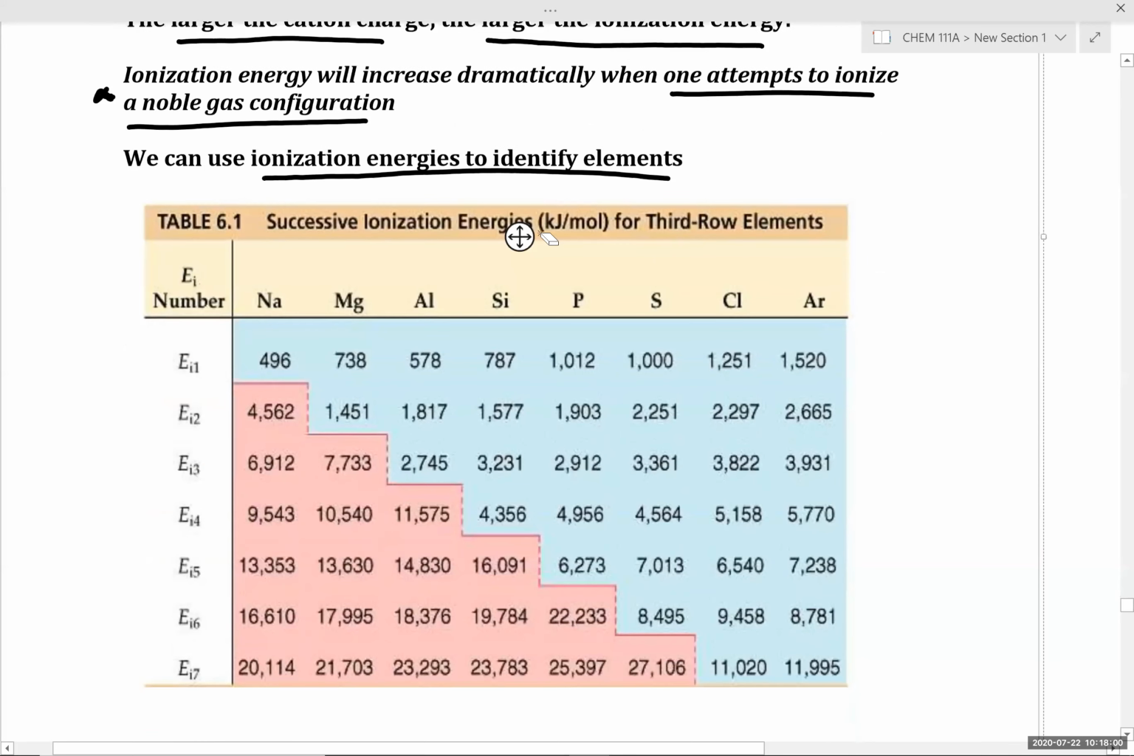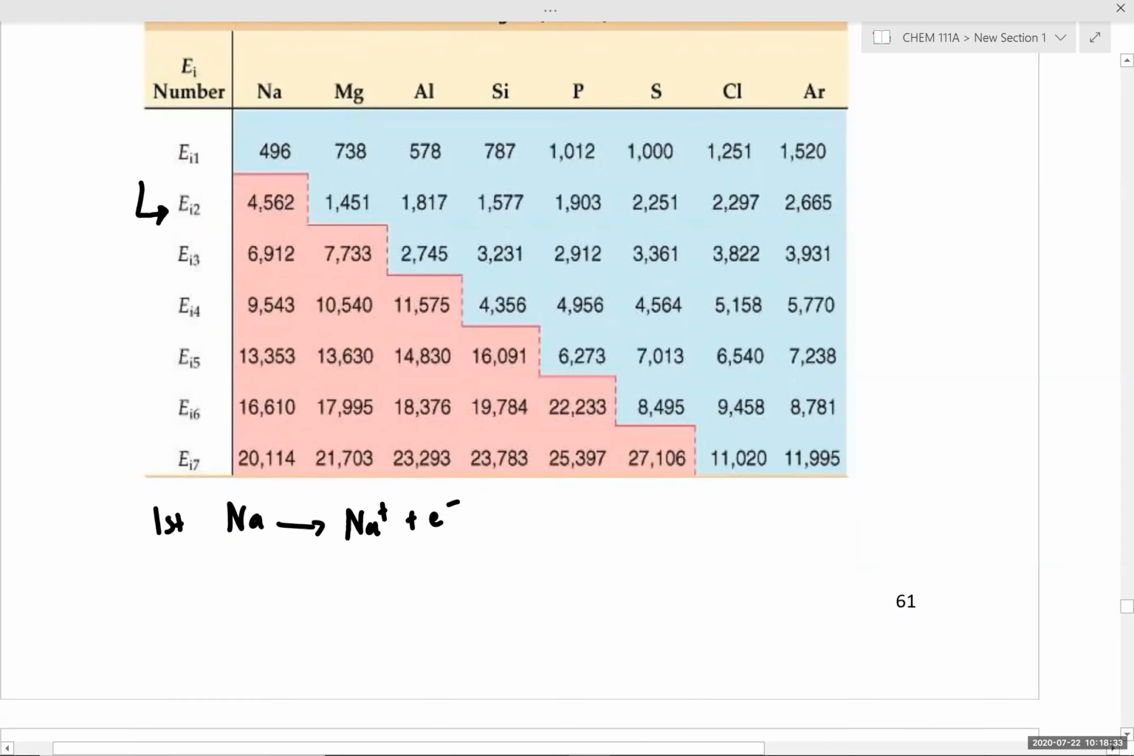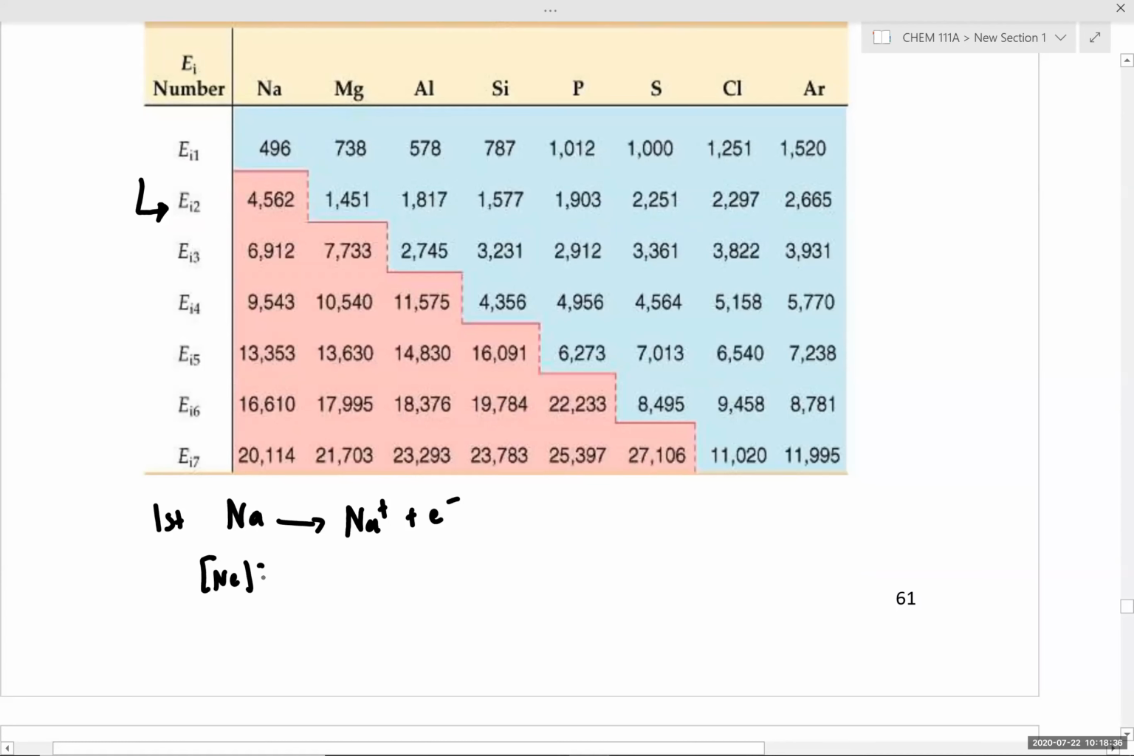So let's look at an example. As we can see very clearly in this graph, the ionization energy increases quite dramatically as you move to the right on the periodic table. Now notice for sodium, the first ionization energy is not very large, but the second ionization energy for sodium is quite large. So let's draw that out. The first ionization for sodium, we're going from sodium to sodium plus an electron. In other words, we're going from neon 3s1 to neon.